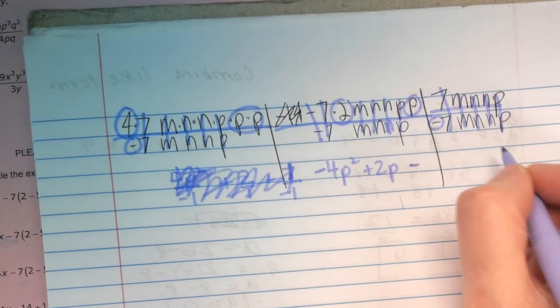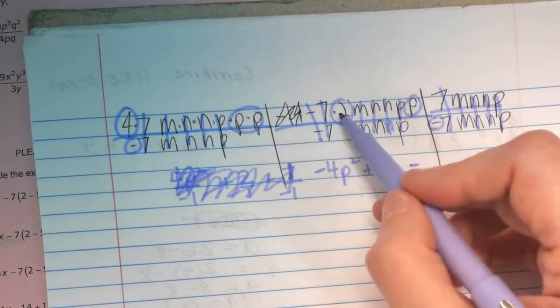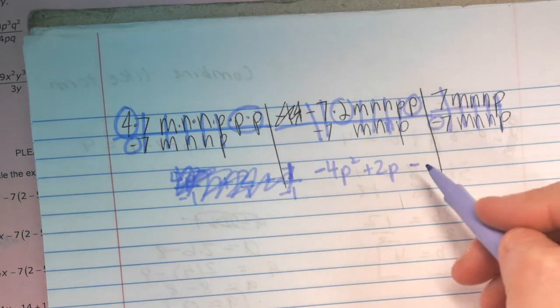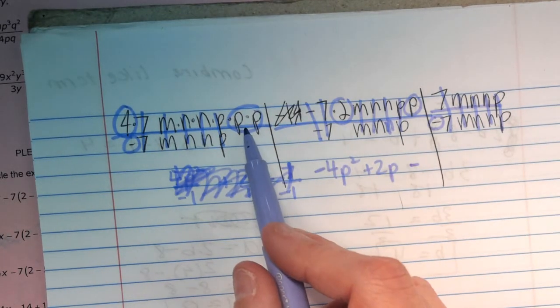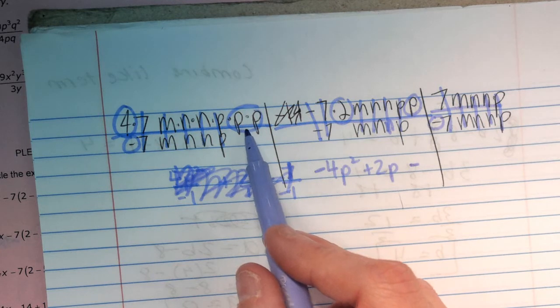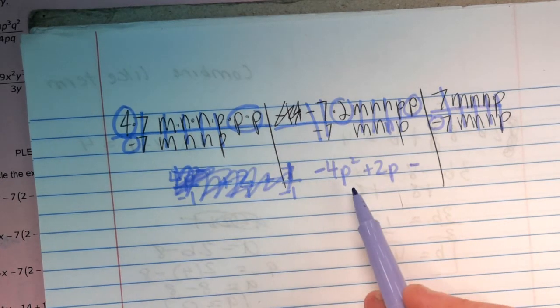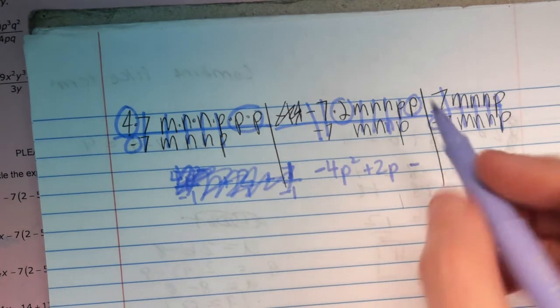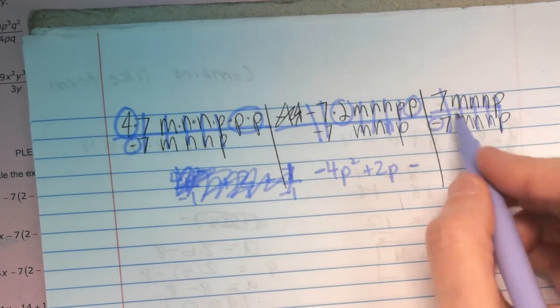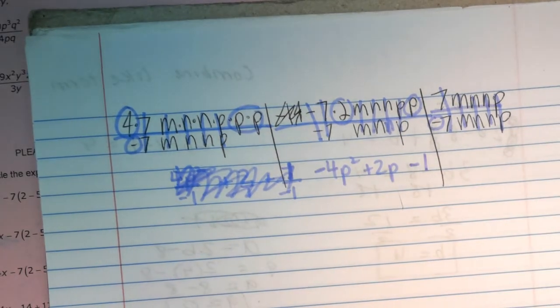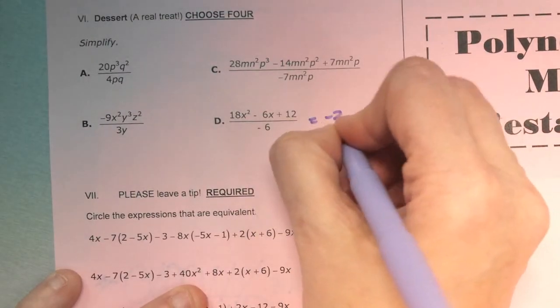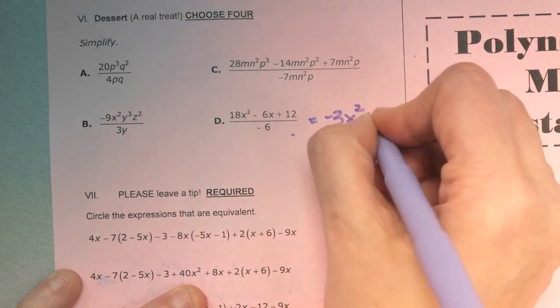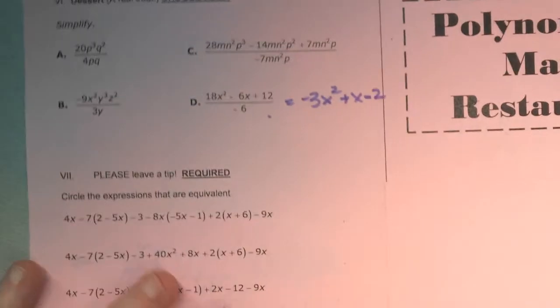Wait, for that part, why wouldn't it be p squared? Because there's only one p left. No, for the other one, it is p squared. You put plus 2. No, I said negative 4p squared. And then right here I've got minus, and since everything canceled out, it's minus 1. All right, guys, what you should have for this one is negative 3x squared plus x minus 2.